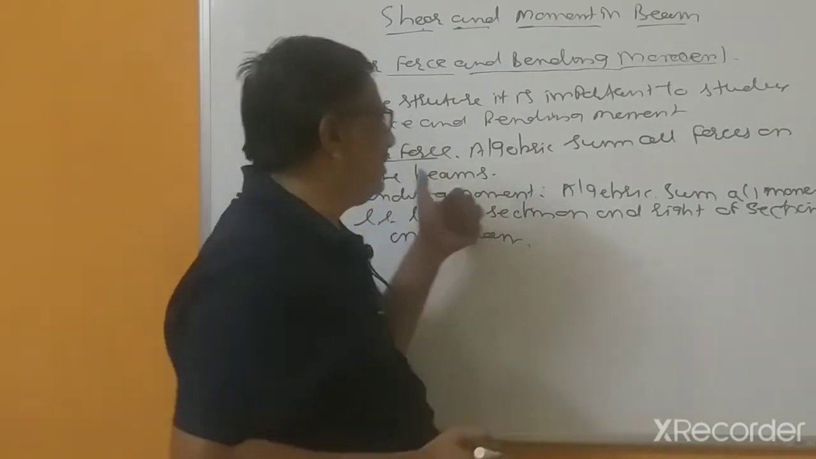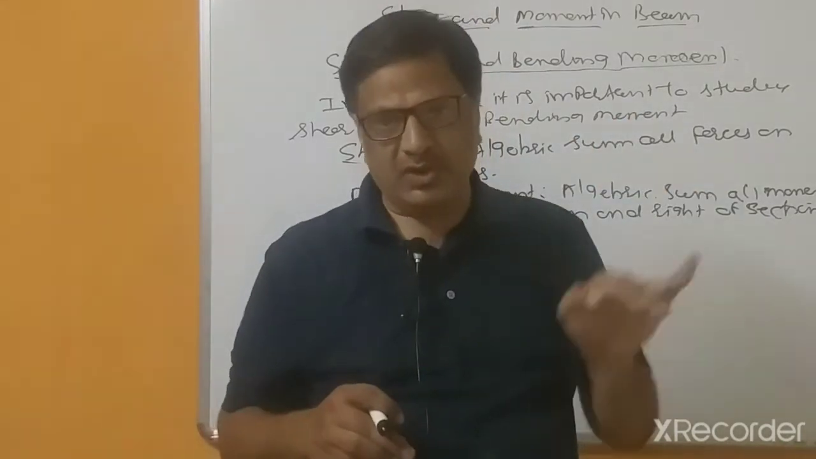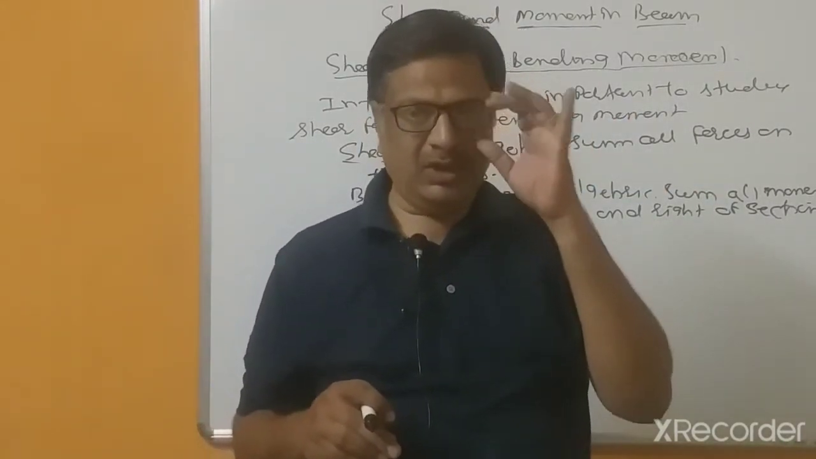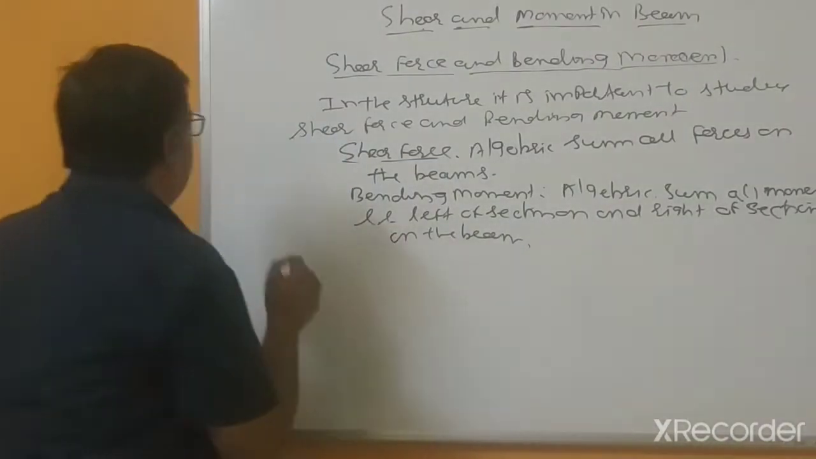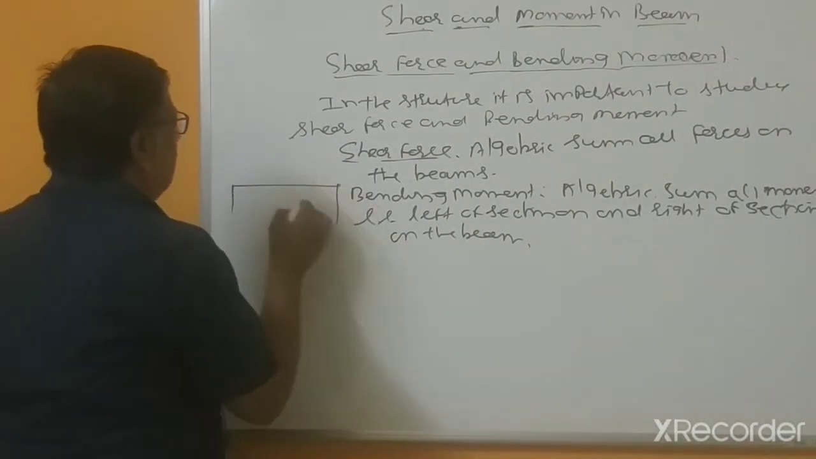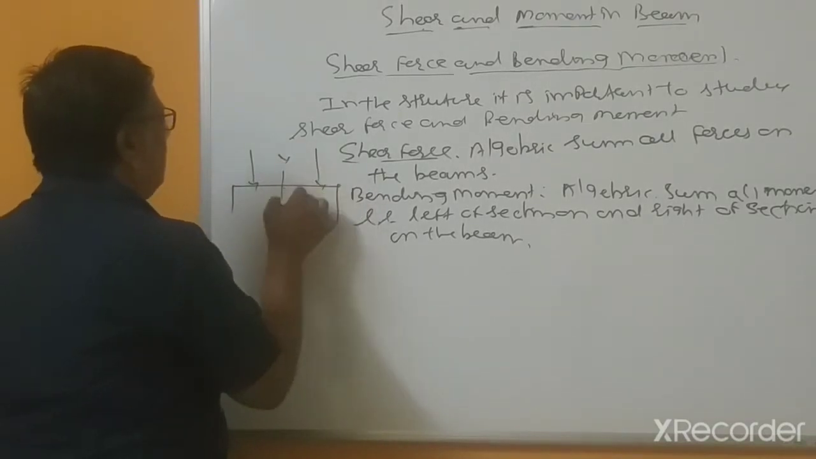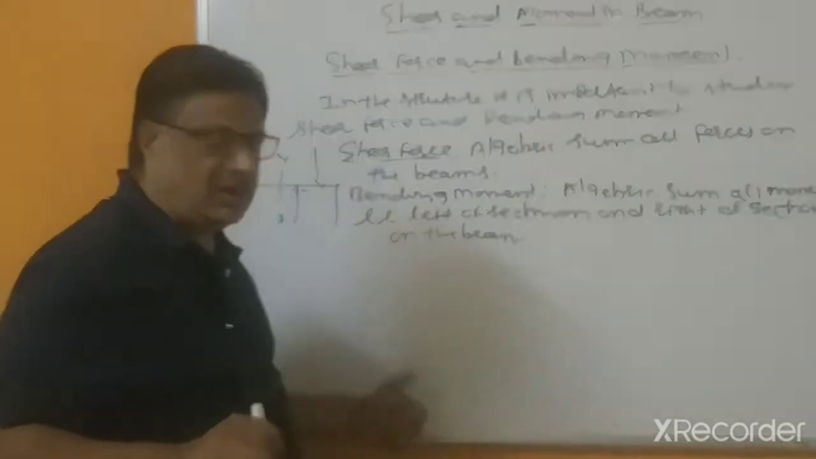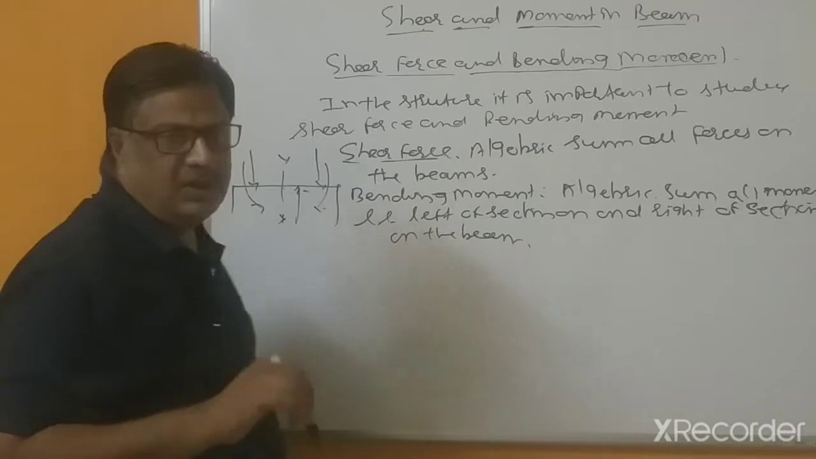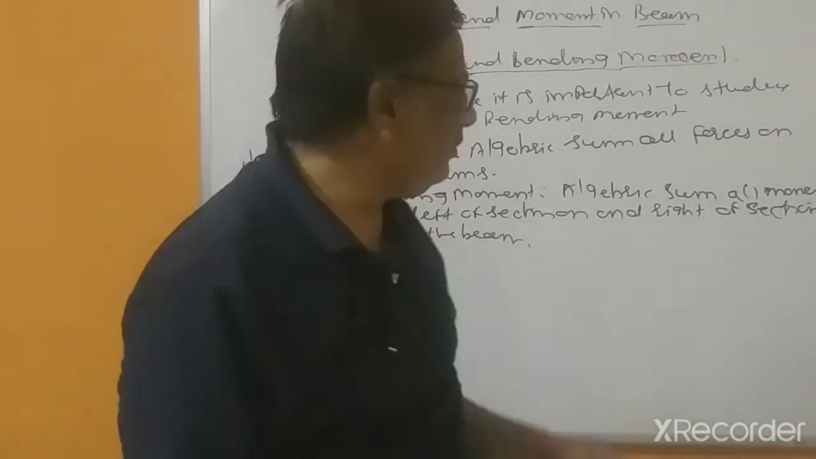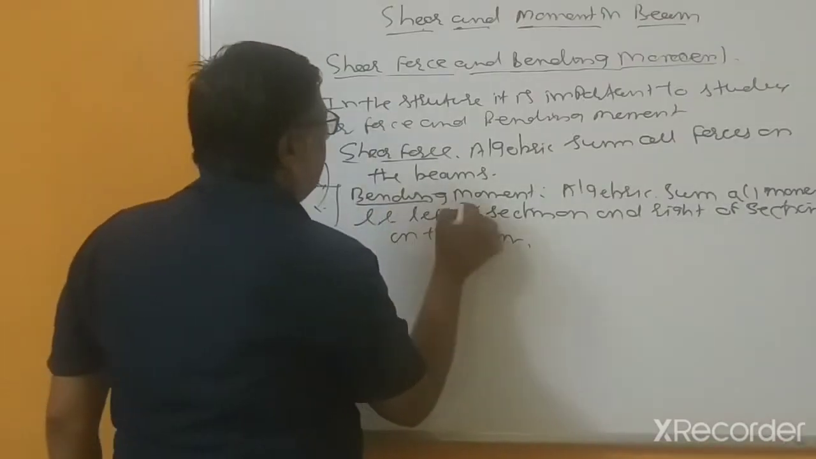Here also, shear force is the algebraic sum of all forces, which may be downward forces or upward forces on the beam. So on the left-hand side of the section, suppose this is a beam and this is the section along the x-axis, the forces may be upward or downward and the moment may be clockwise or anti-clockwise. So this is called shear force and bending moment.